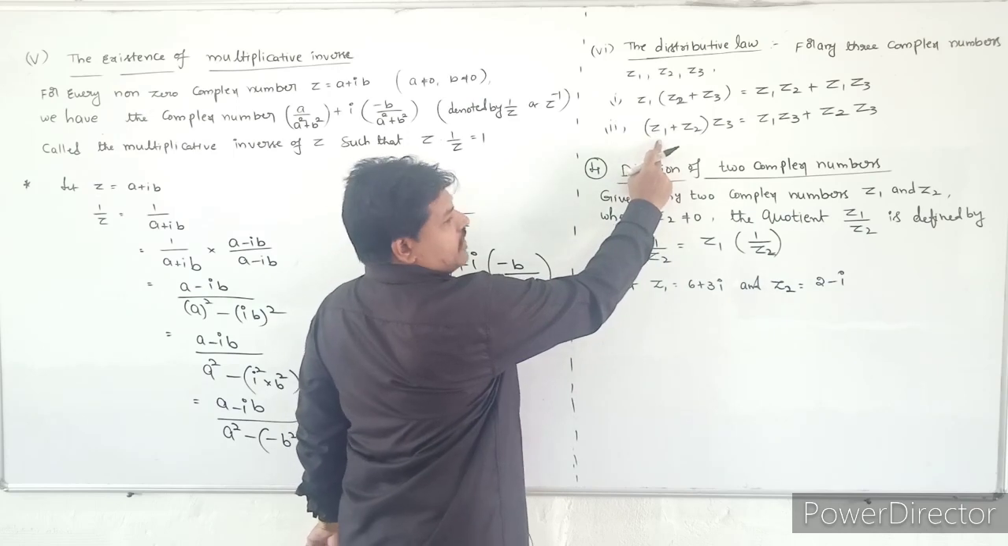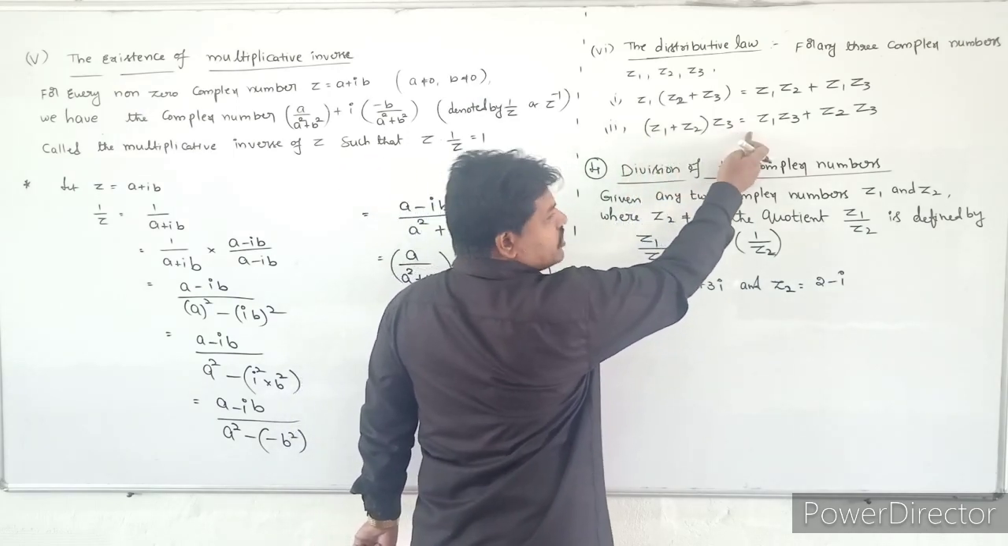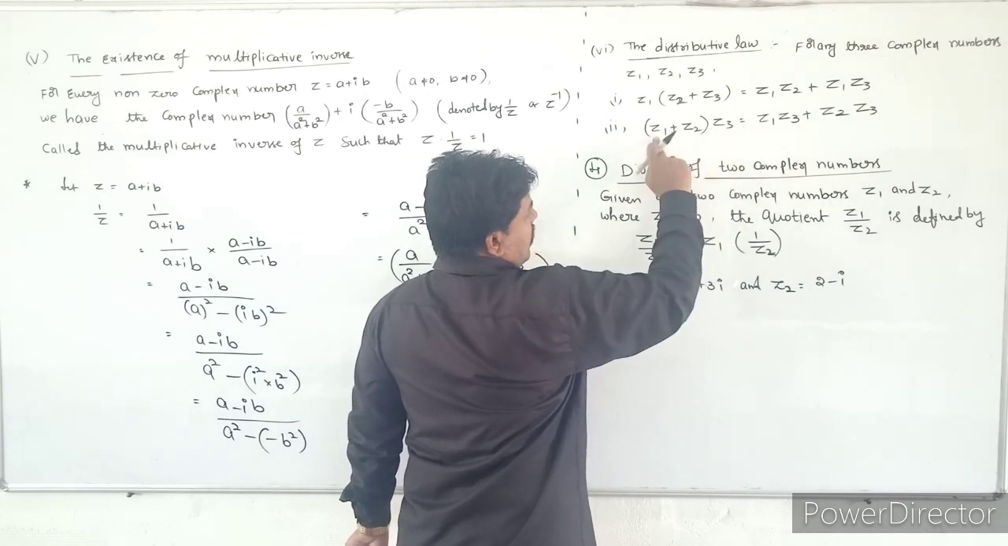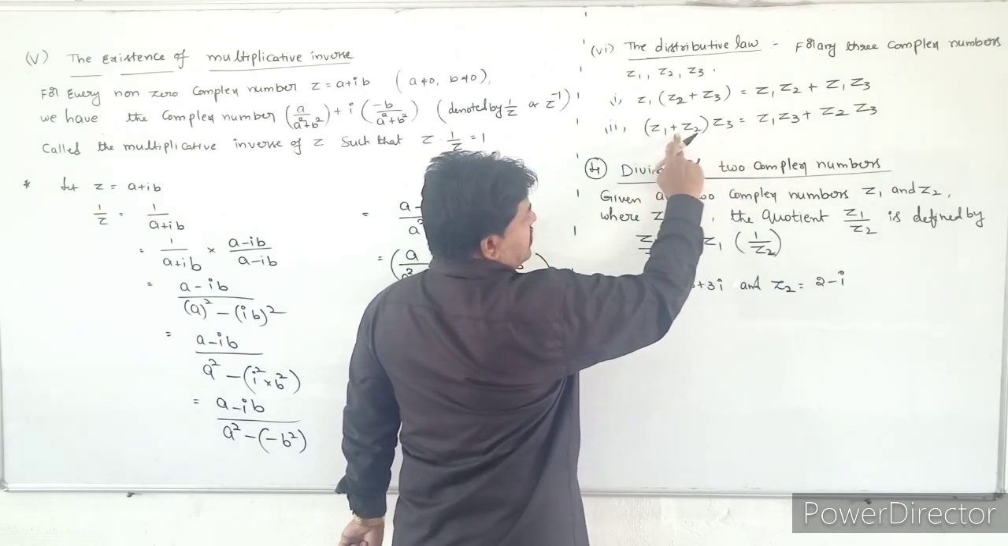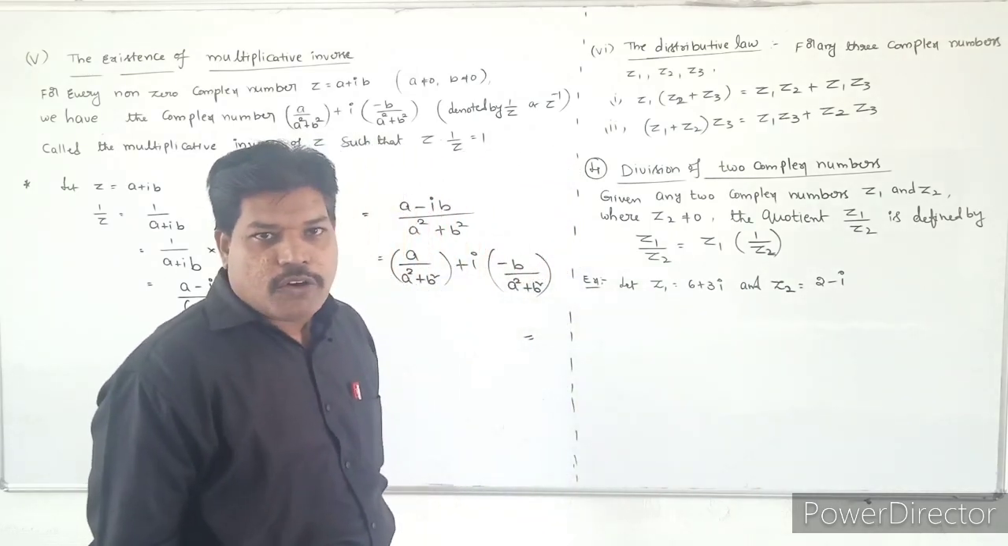Similarly, you can apply the distributive law once again to (z1 plus z2) into z3. How can you write that? It is z1 into z3 plus z2 into z3. So that is called the distributive law.